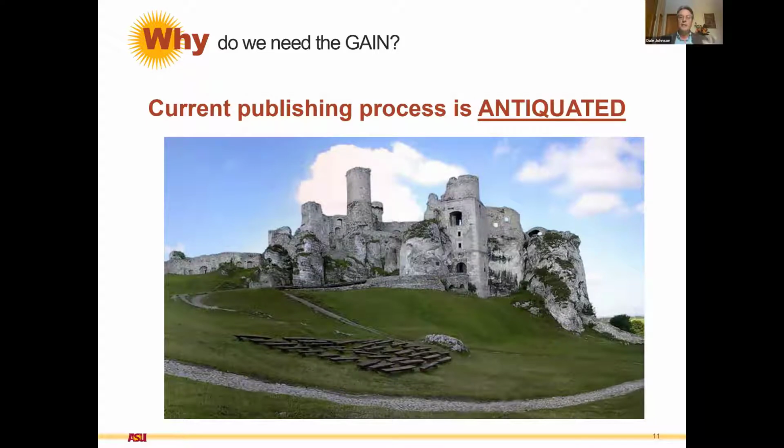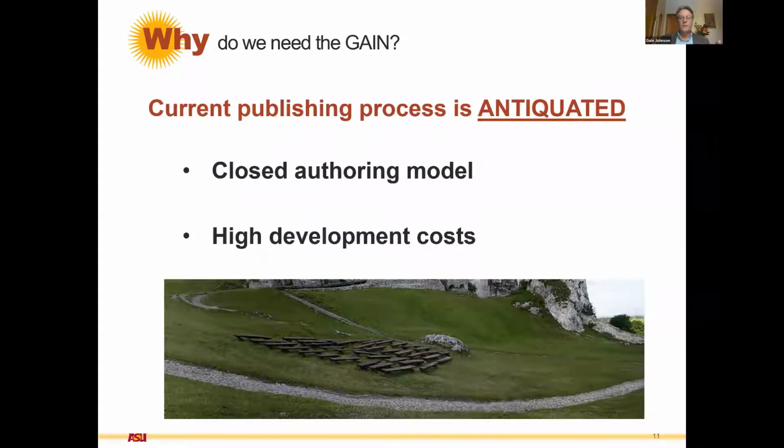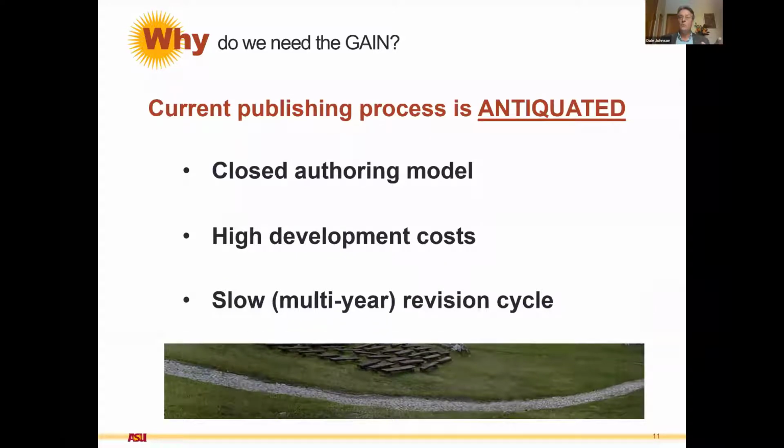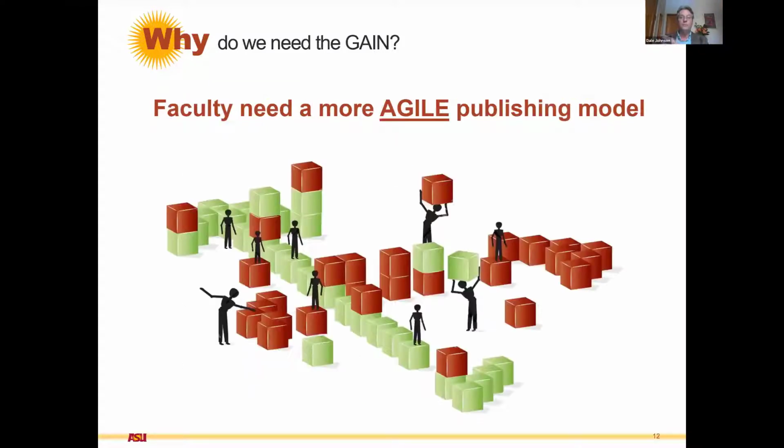Now, the challenge is we've got an antiquated publishing process. It's very much a feudal system, closed authoring model, high development costs, very slow revision cycle, limited adaptability. So that feudal model has run its course, and we need to think about something that's more democratic, more accessible, more equitable, more inclusive. So we need an agile publishing model, and the GAIN is that model.